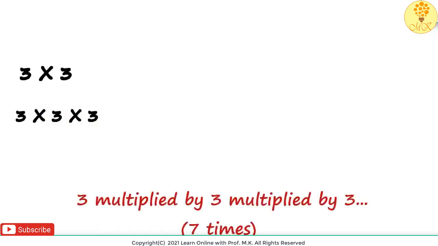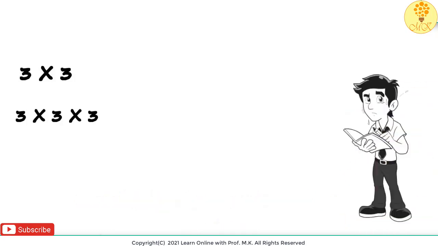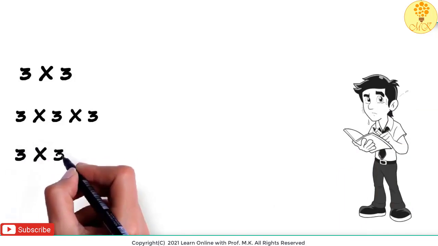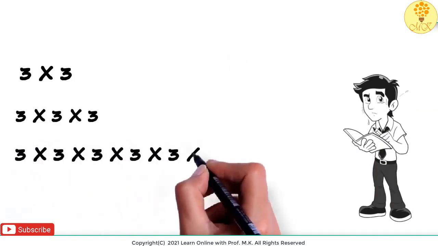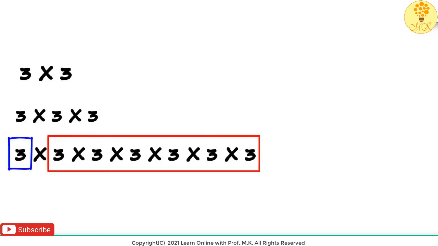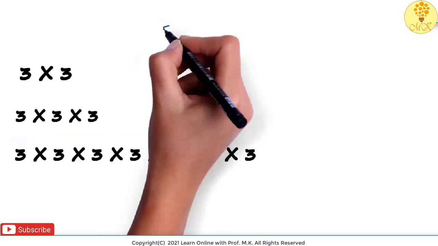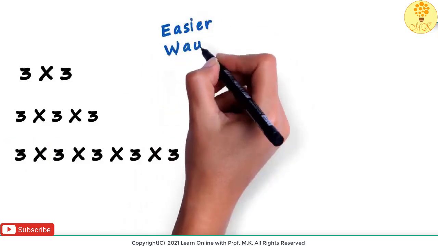Now you've been asked to write down 3 multiplied by 3 multiplied by 3 and so on 7 times. So now you're kind of bored, but you don't have a choice. So you write 3 times 3 times 3 times 3 and so on 7 times. Yes, I know what you're thinking. The more times you multiply a number by itself, the more tedious it gets for you to write it down. So that brings us to the question, is there an easier way to denote these kinds of operations?